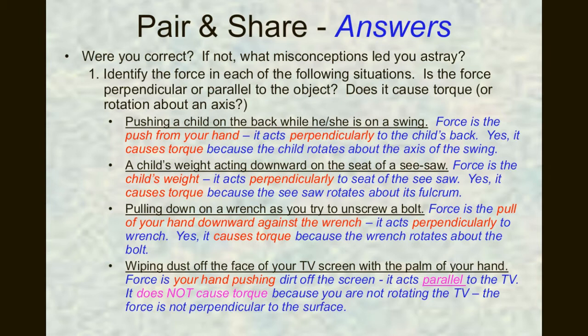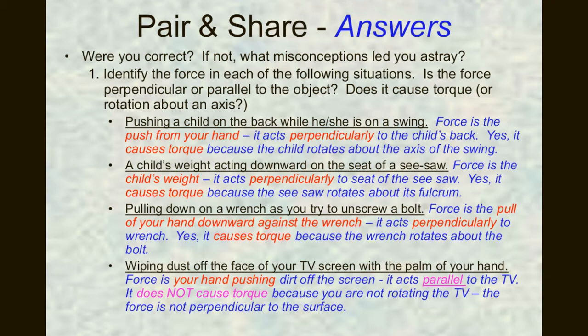Scenario number 3, pulling down on a wrench as you try to unscrew a bolt. So the force is the pull of your hand pulling downward against the wrench. It acts perpendicular to the wrench, and in this case, it also causes torque because the wrench rotates about the bolt. So this was the wrench that we saw in the image next to the seesaw.